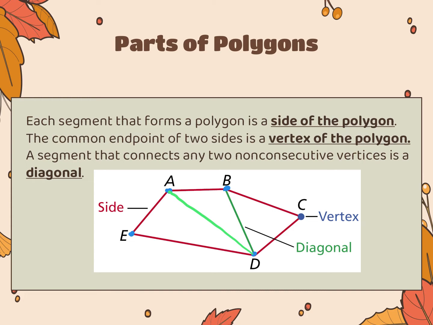I could also draw diagonals coming out of another vertex. I could say I want to draw the diagonals out of vertex E. So I could draw a diagonal from E to B and E to C. Each vertex can have diagonals drawn out of it, and it just is drawn to the non-consecutive vertex.